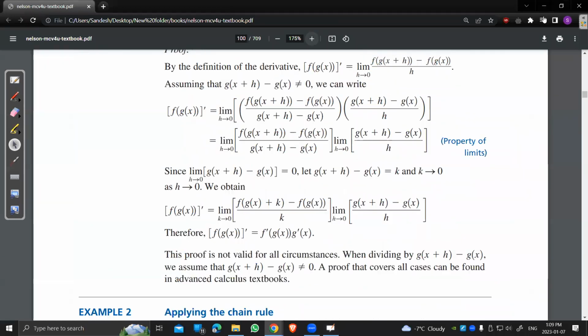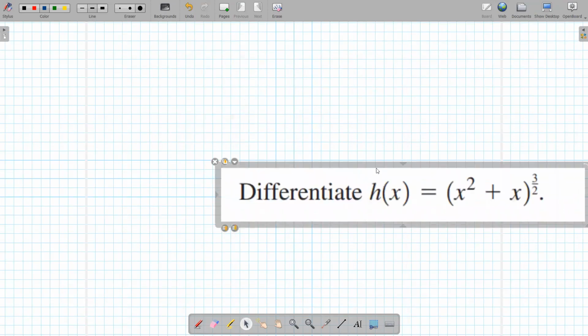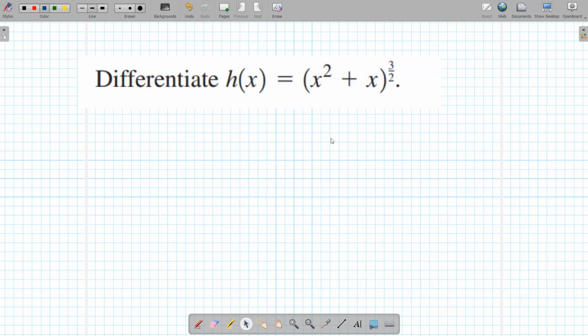Here, let's try doing this. Okay, what's going to be the derivative of this? First, use the power rule, yeah? You see power? What's the power? 3 over 2. Bring that here. So you get 3 over 2, x squared plus x. And then take 1 away from 3 over 2. What's 3 over 2 minus 1? One over two. Yeah, 1 over 2.